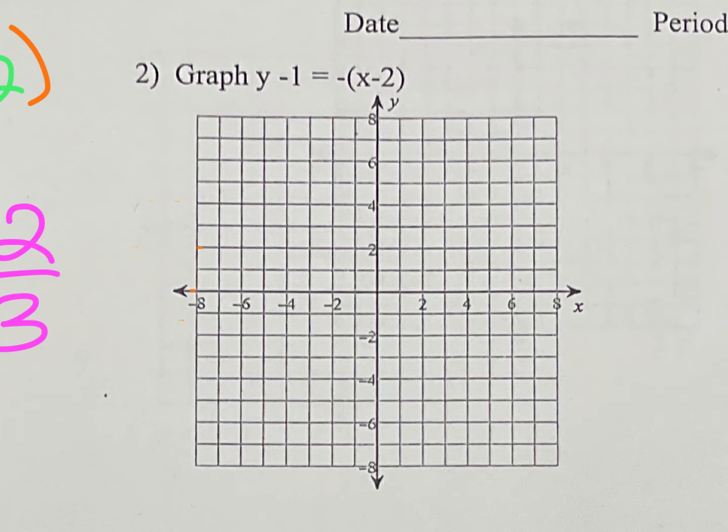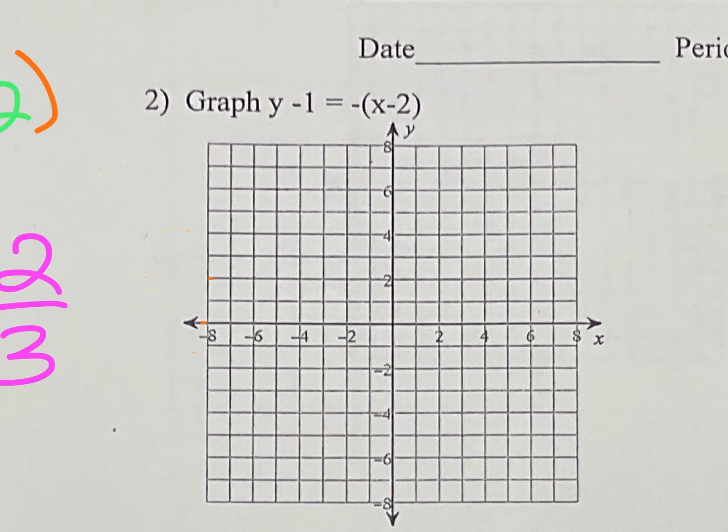So again, think backwards. So your x-coordinate. The x-coordinate is the one that's actually right here by the x. So your x-coordinate is going to be a 2. And then it was a minus 2 in the formula, or in the equation, which means it's going to be a positive 2.